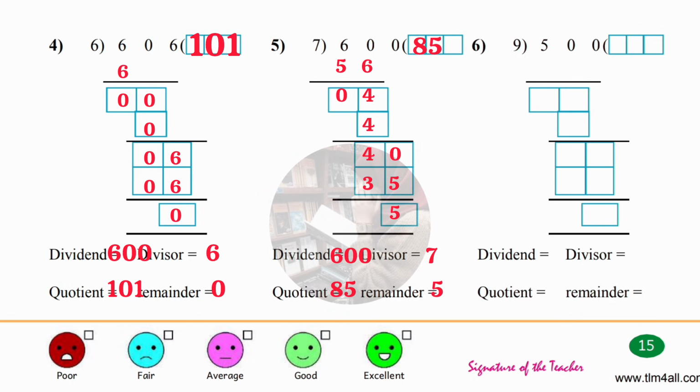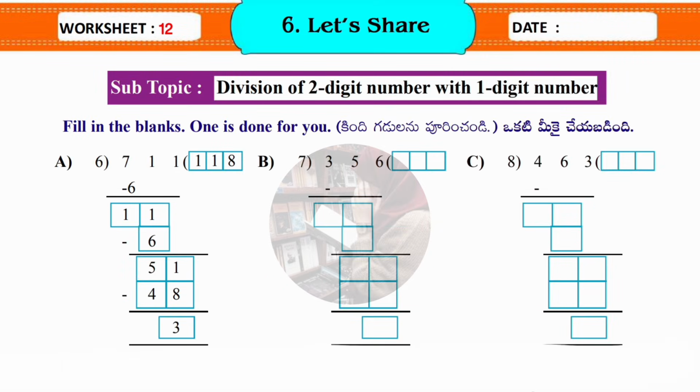Okay, let's see. Sixth one, 500 is given as dividend and 9 as divisor. Let's do this. 9 fives are 45. So if we subtract 45 from 50, we'll get 5. Okay, so 0 will come, then it will become 50. Again 9 fives are 45. Again we'll be left with 5. So this is the remainder. So write down: dividend is 500, divisor is 9, quotient is 55, and remainder is 5. Understood, guys? Let's move on to the next worksheet, that is worksheet number 12.